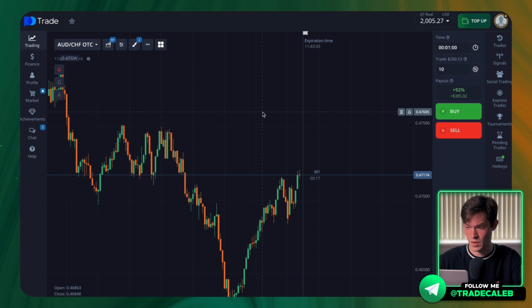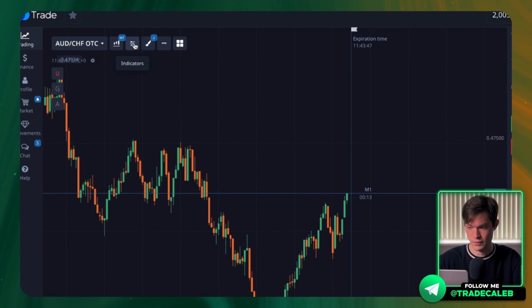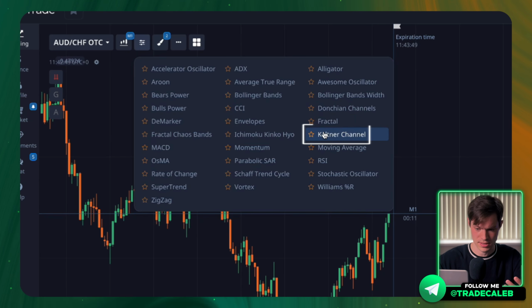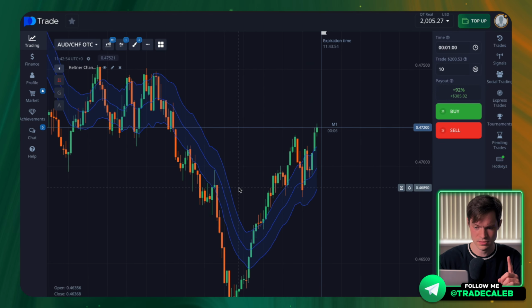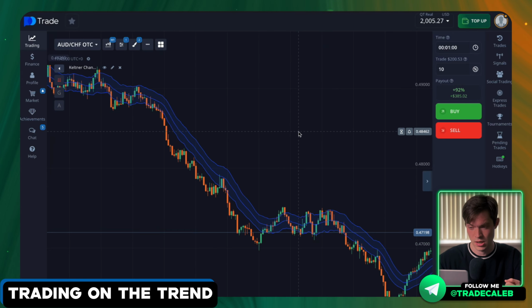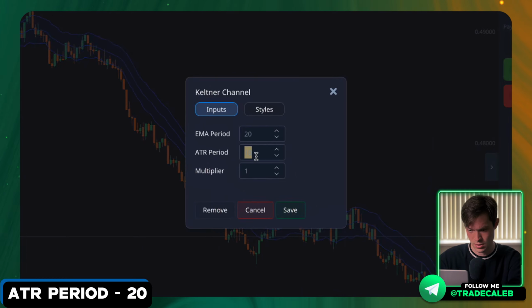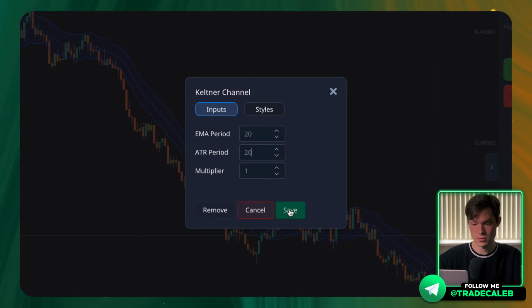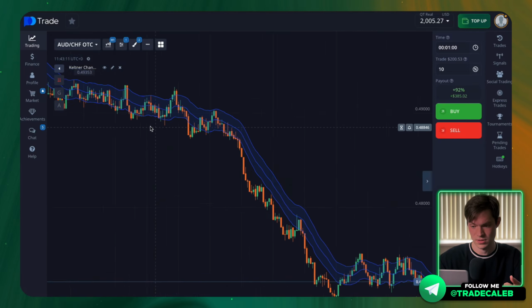Today, surprisingly, we are going to use only the basic indicators which are on the platform. For this, we will need the Keltner channel indicator, because this indicator, in combination with one candlestick pattern, which I will tell you about, gives pretty good results when trading on a trend. Let's customize it. Here we will set the period to 20 to smooth out all the irregularities on this indicator and save it. Let me explain a little bit of theory.